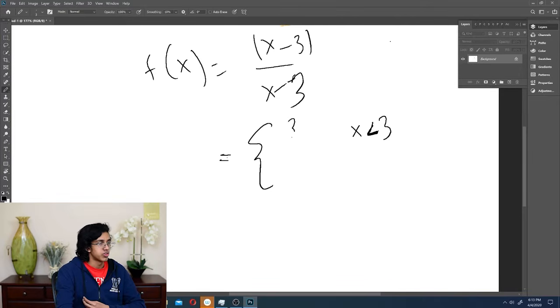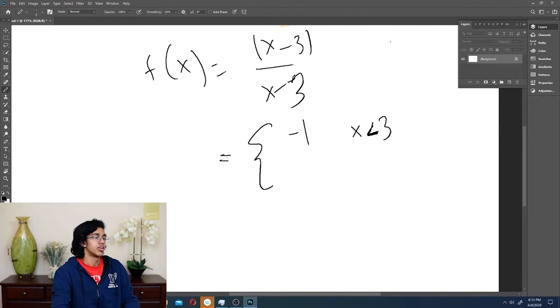So then it's going to be 3 minus x over x minus 3, which is just -1. And then if x is greater than or equal to 3, then this just stays the same because it's already positive, so we don't need to change anything, and then it's just 1.